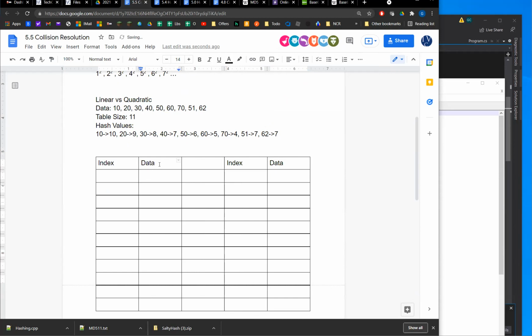All right, so this will be with the linear on the left and quadratic on the right. All right, so 10 landed at 10. It divides in 0 times, with the remainder of 10. And then our values were just shooting right up.